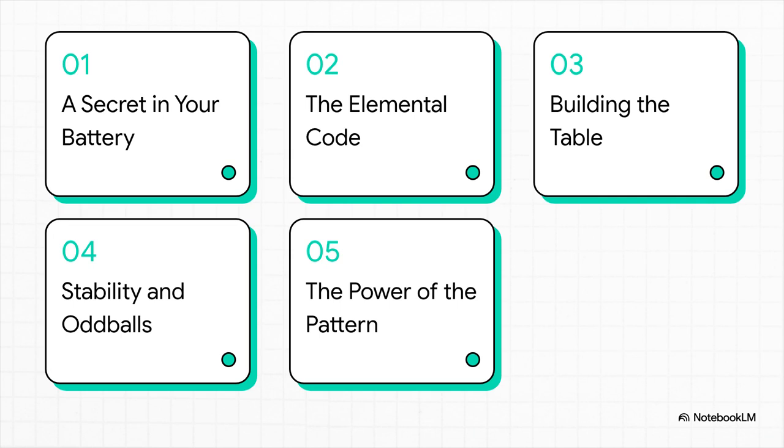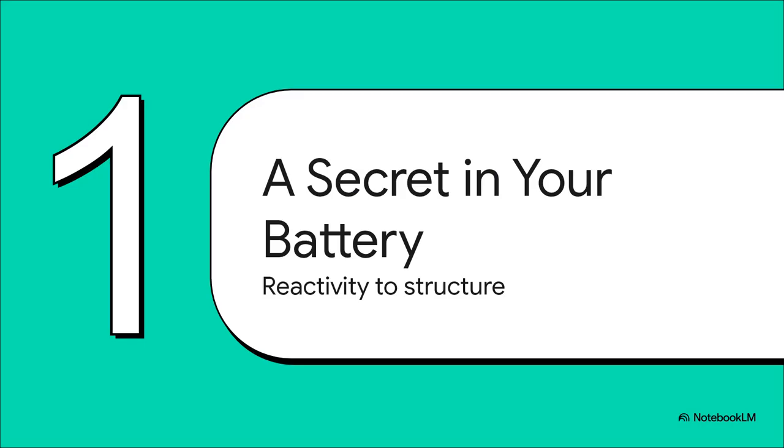So, here's the game plan for today. We're going to start with that secret in your battery, and then we're going to learn the actual elemental code that organizes all atoms. From there, we'll build the periodic table ourselves, check out a few weirdos that seem to break the rules, and finally, see the incredible power this pattern gives us. All right, let's jump right in.